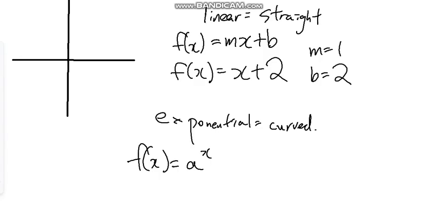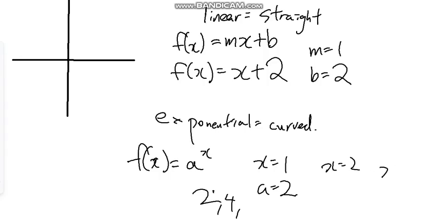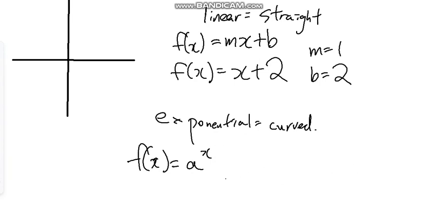Yes, that's literally it. So if x was 1, and a was 2, it would be 2. If x was 2, it would be 4. If x was 3, it would be 8, and it goes on, it just keeps multiplying itself by a. That's it.